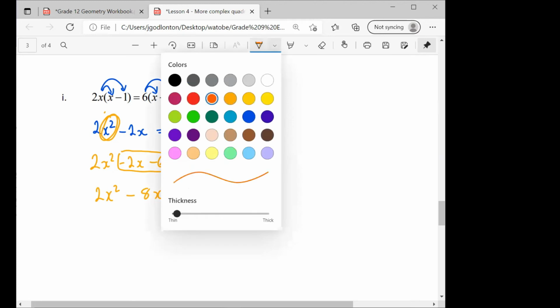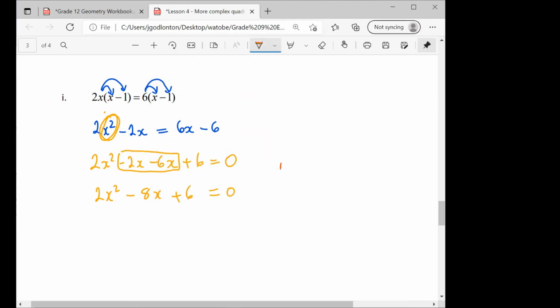Now from here, I'm letting you go solo. You are going to find your highest common factor. Then you're going to see, can you do a trinomial? And then you're going to say what your values for x are going to be.